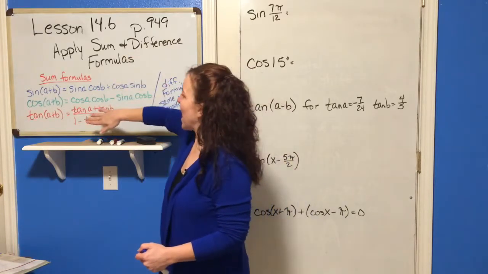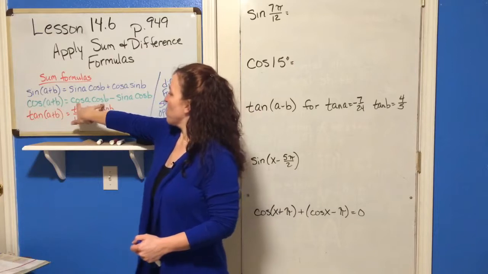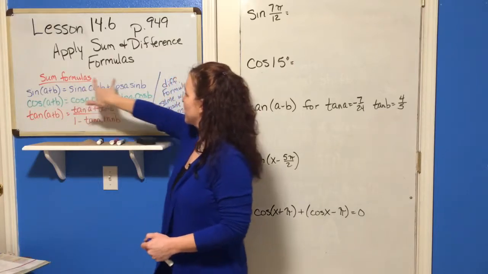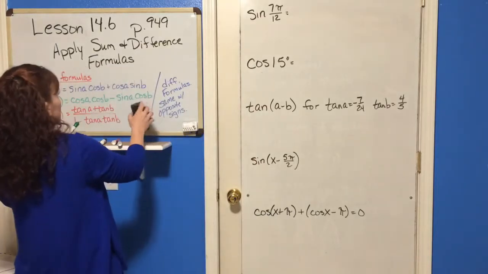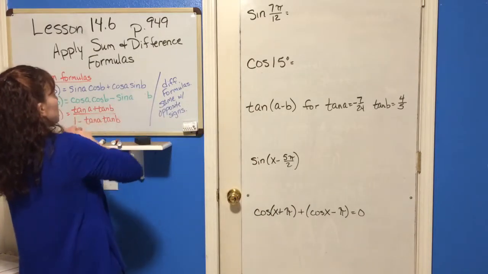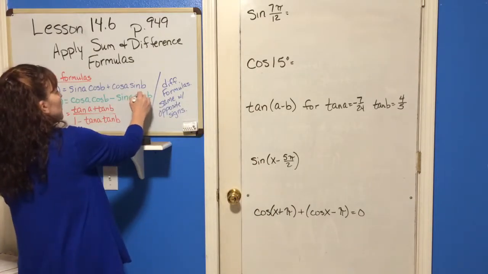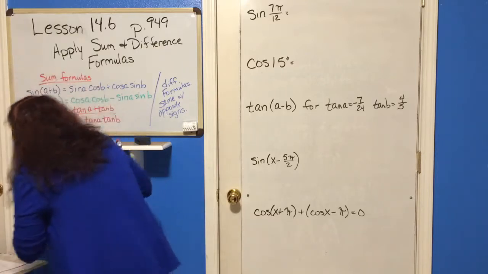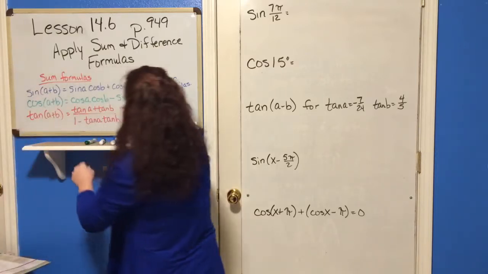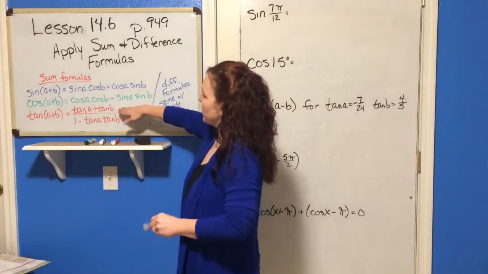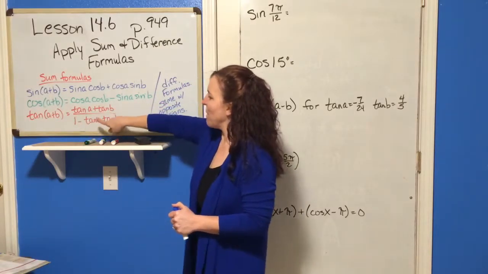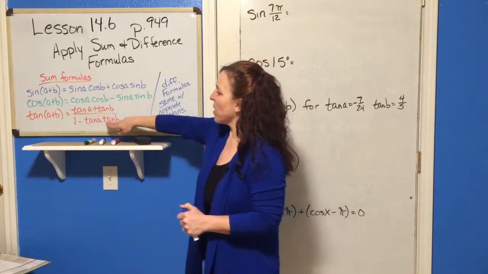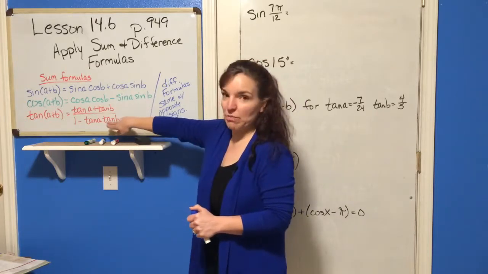And the cosine is going to be, you multiply the two cosines and then subtract the two sines. And I wrote this wrong. This should be sine in here. There we go. Nothing like fixing it on the fly. All right. And then tangent is just a little bit different. You're going to add the tangent of a and b and divide by 1 minus the product of the tangent of a and the tangent of b.